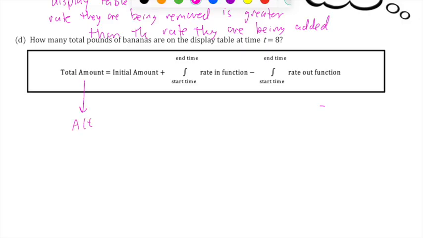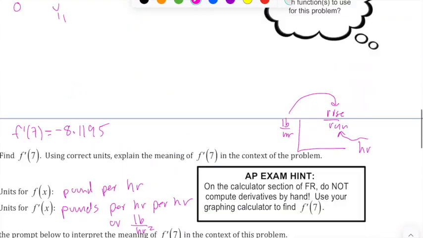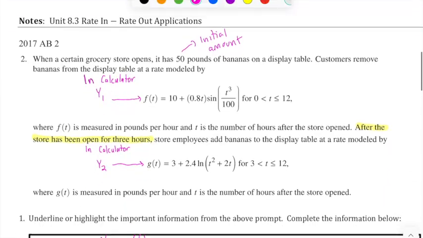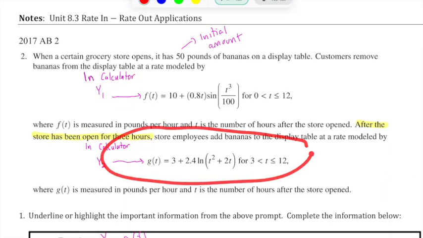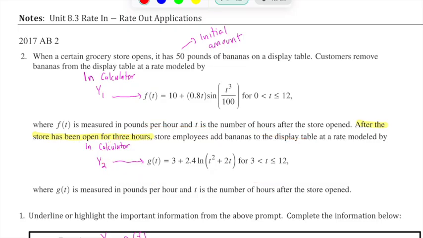So this function we call A of t. Our initial amount was 50. Now, this is the rate in function. If you come back up here to look, here's our rate in function. But remember, this is only from 3 to 12, again, because they only start 3 hours after the store opens. So we want the integral of g of t from 3 to 8.